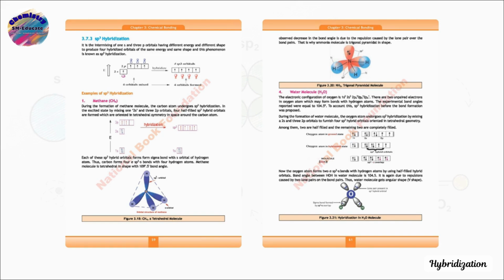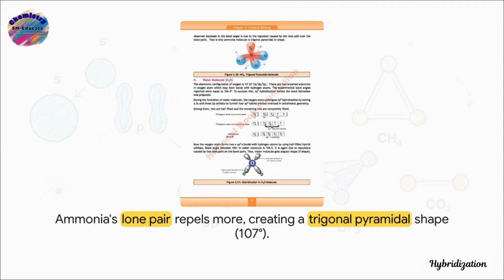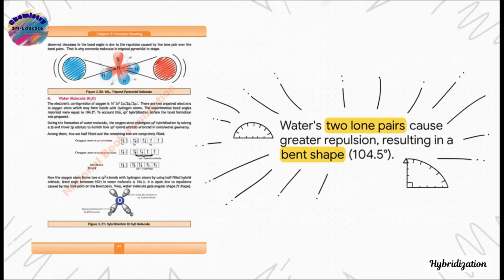So, what gives? Well, the answer is that one of nitrogen's sp3 orbitals isn't being used for a bond. It's holding a lone pair of electrons. And this lone pair is kind of an electron hog. It takes up more space and it pushes the other bonds away more strongly. It actually squashes that bond angle down from a perfect 109.5 degrees to about 107 degrees. And this is exactly why water is bent.